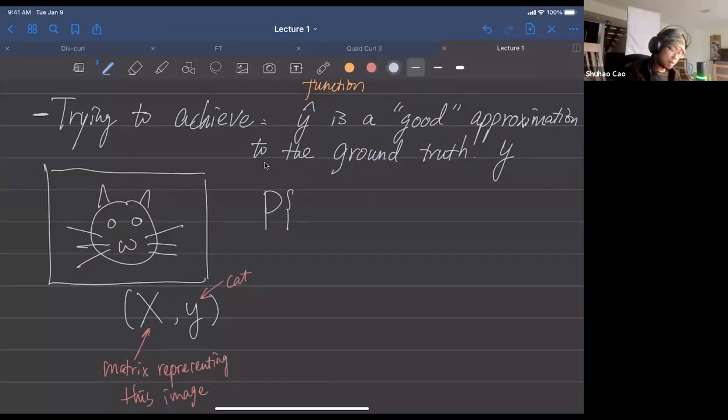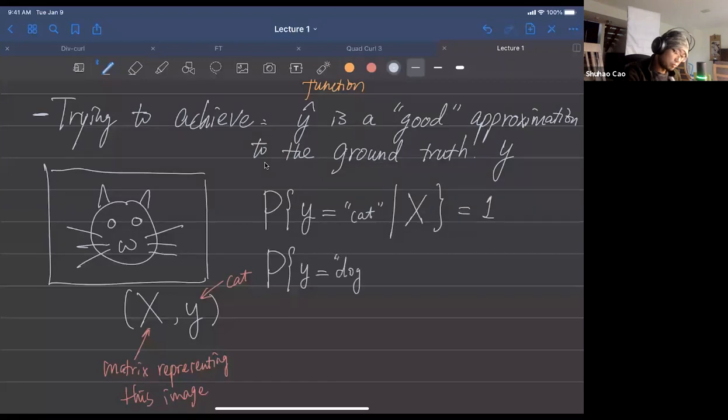So for this label, the probability of y equals cat given this image is 1. And the probability of y equals dog given this image is 0. So this is a mathematical abstraction.